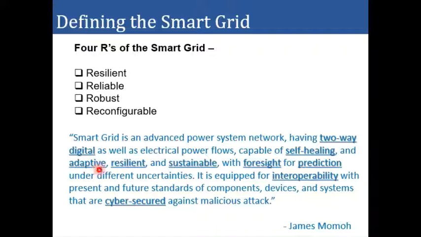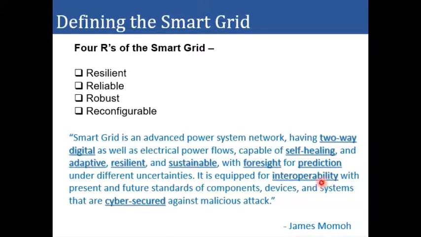Now, adaptive, resilient, that we have discussed. Sustainable means it can withstand any abnormal condition without any problem, and it will not break when there is a problem in the system. Foresight for prediction means the system can predict any abnormal condition well in advance and take action accordingly to avoid that abnormal condition happening in the system.